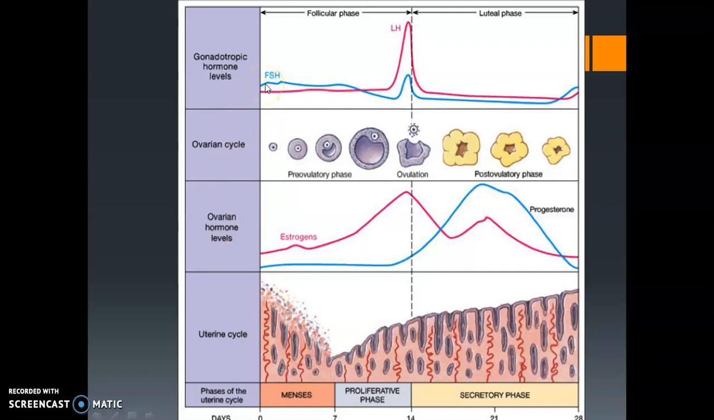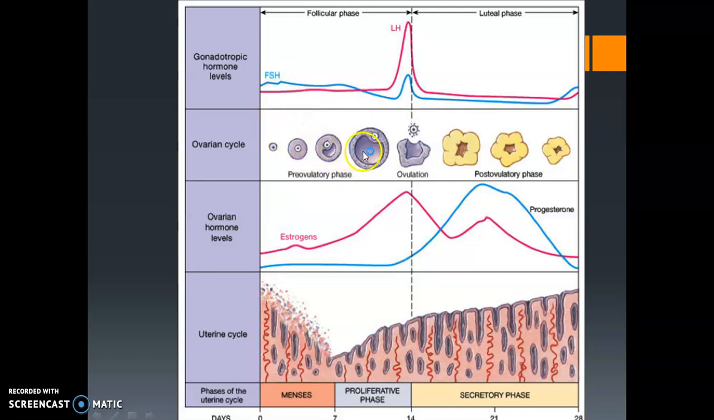First, at the beginning of the menstrual cycle and at the beginning of the ovarian cycle, the amount of FSH is higher than the amount of LH. This blue line indicates the secretion of follicle stimulating hormone, and this red or magenta line indicates the secretion of luteinizing hormone or LH. So the amount of FSH is higher than the LH at the beginning of the ovarian cycle and the menstrual cycle, and this follicle stimulating hormone is stimulating the development of ovarian follicles.